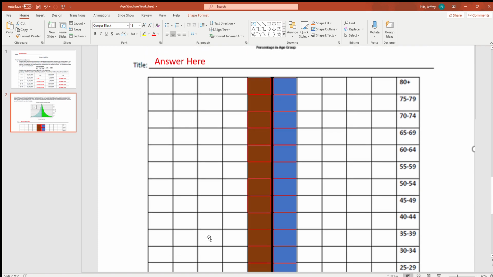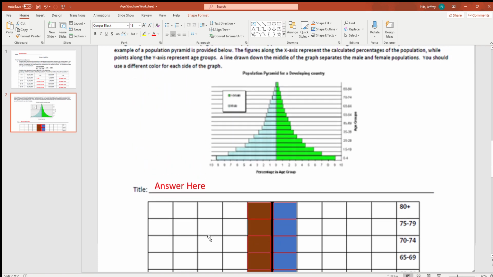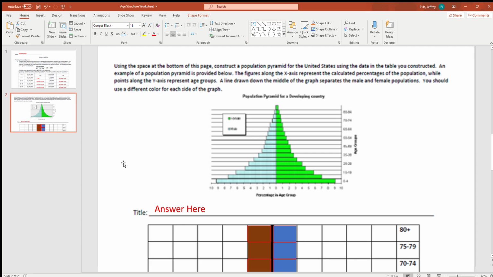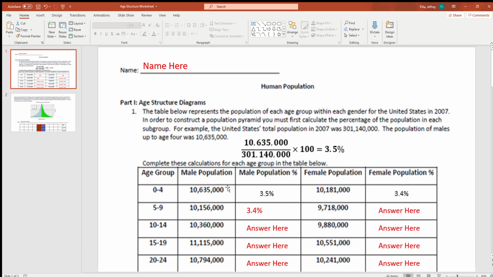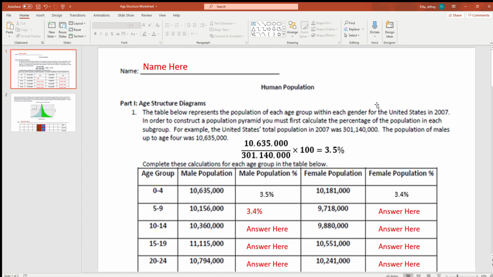And that is the tutorial for how to complete this population pyramid and how to complete this worksheet in general. If you're still confused about any of this, please email me, message me, do whatever you gotta do to contact me. Please get in touch with me so that I can clear up that confusion, I can answer any questions, and I can get you on the right path.